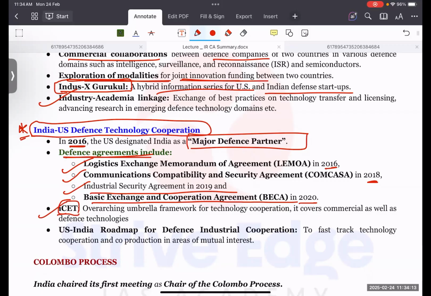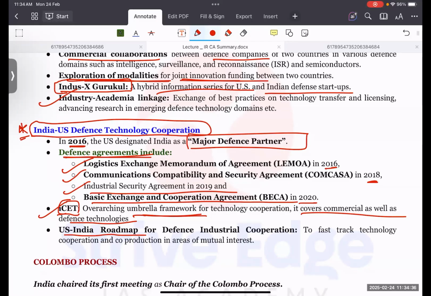Next, we will be seeing in this regard about the iCET. That is the Critical and Emerging Technologies initiative. Why is it an umbrella framework? Under this particular framework only, whatever defense arrangements such as INDUS-X are taking place, it is going to happen, and it covers the commercial as well as the defense both. It is all about the critical and emerging technologies, both commercial and normal.